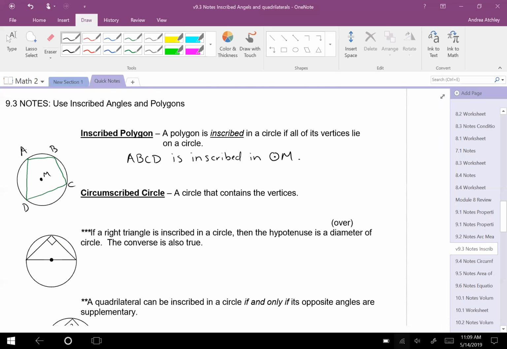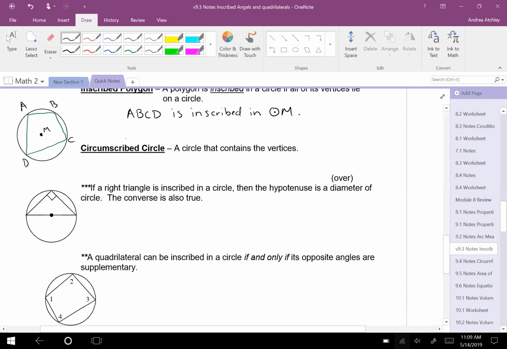Okay, and then our next theorem that we need to know. If a right triangle is inscribed in a circle, then the hypotenuse is the diameter of the circle. And the converse is also true. So if a side of a triangle is the diameter, then it would be a right triangle. So you'll always have that right triangle will be in half the circle.